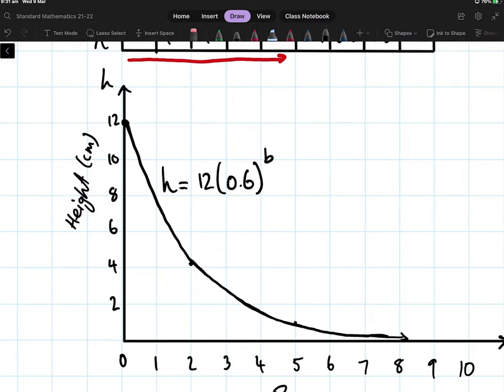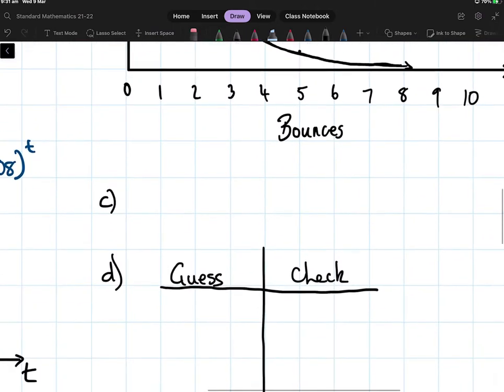That's our decay curve. A couple of points just to help give yourself a bit of a guide. Again, doesn't need to be extremely accurate. You can't get this pinpoint accurate as long as it's got that nice curve to it. Question C, we've already covered. It's 12 meters in the air, and we can read that from our y-intercept.